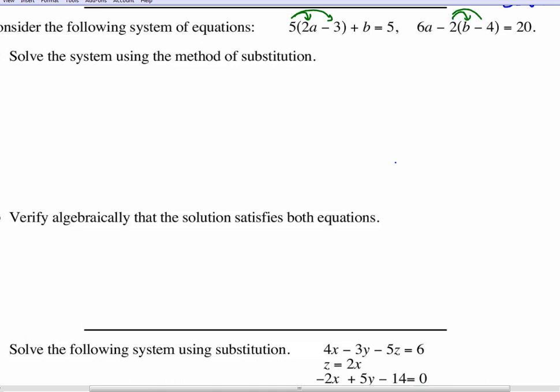Okay. Let's make these a little nicer. First equation, I need you with me. We're almost there. 10a minus 15 plus b equals 5. Or, you can leave it there if you want. We know we're going to rearrange for b here, because that one has a coefficient of 1. So let's do that right now. What can I do first?